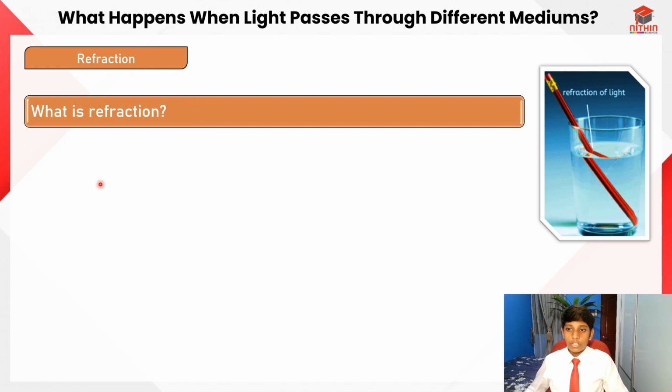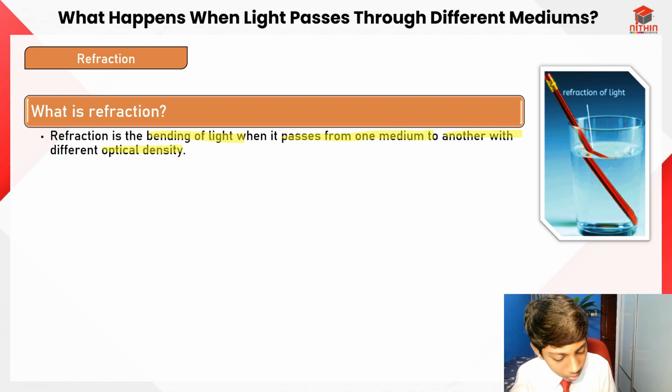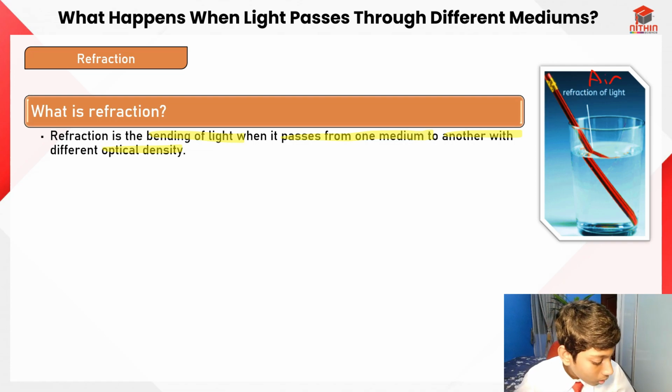What is refraction? Refraction is the bending of light when it passes from one medium to another with different optical density. So light actually passes from air to water, and air and water have different optical densities. So that is why this image appears as such. I hope you understood that.